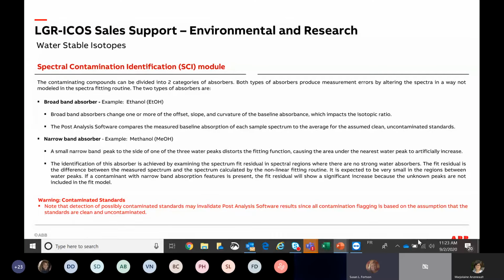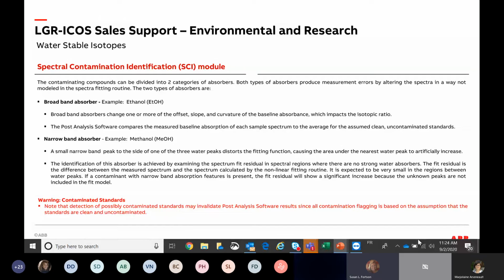Narrowband absorbers, however, such as methanol, have a small narrowband peak to the side of one of the three water peaks, which can distort the fitting function, causing the area under the nearest water peak to artificially increase. The identification of this absorber is achieved by examining the spectrum fit residual in the spectral regions where there are no strong water absorbers.